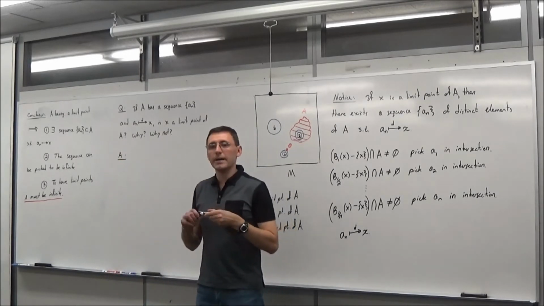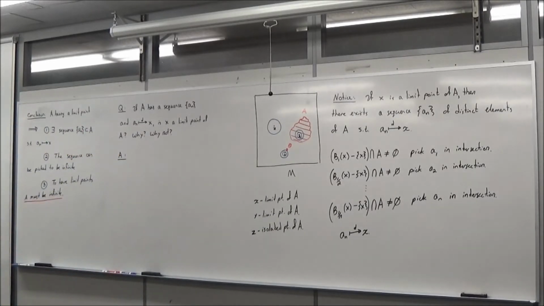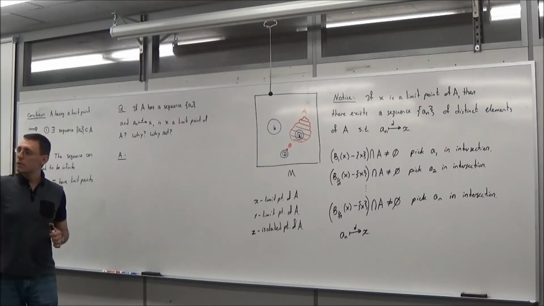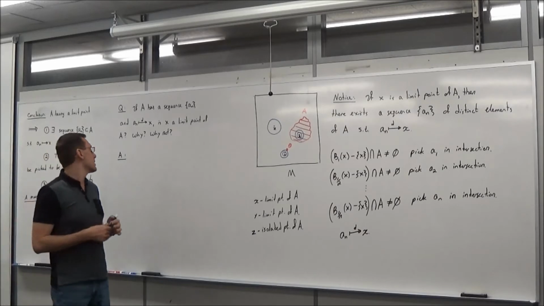So what I just verified is if I have a limit point, that implies an existence of a sequence that converges to that limit point. Now I'm saying I have a sequence that converges to a point. Does it make X a limit point? If A is infinite, yes. If it's not infinite, no. Wonderful, that's exactly the answer.